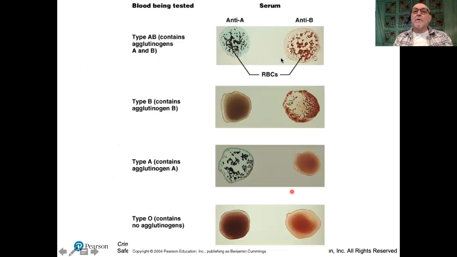Remember something, when we're doing these tests here, we're artificially adding antibody. This anti-A and anti-B, we've got a little bottle of it. We add drops of it. This is not naturally occurring in the blood sample.